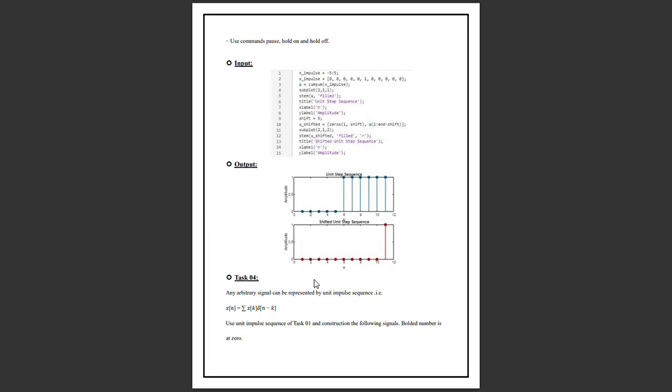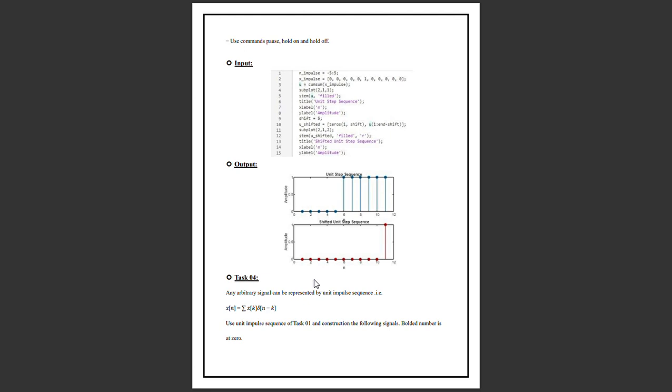As you can see in the input image, we can observe firstly, an arbitrary signal can be represented by unit impulse sequence. Secondly, use the unit impulse sequence of task 1 and construct the following signal. Bolded number is at 0. And you can see the output in the output image.